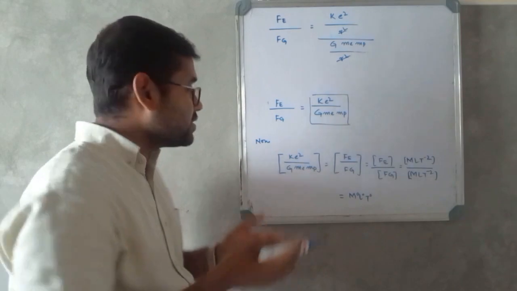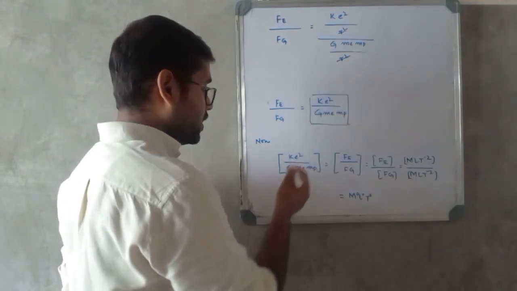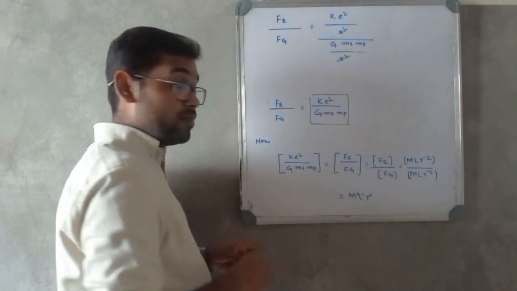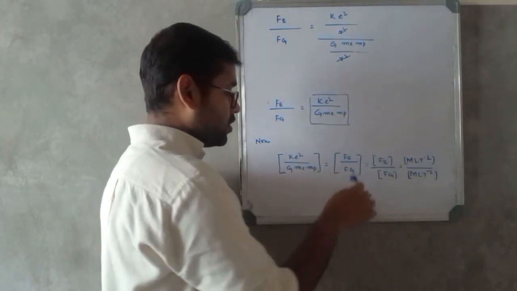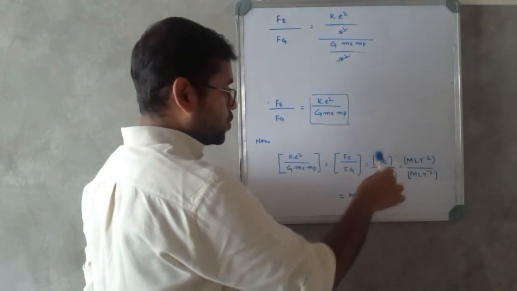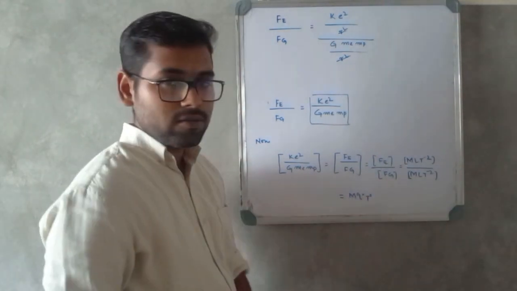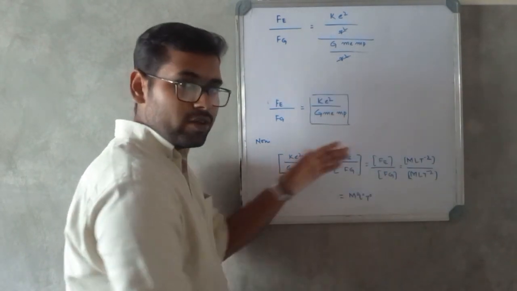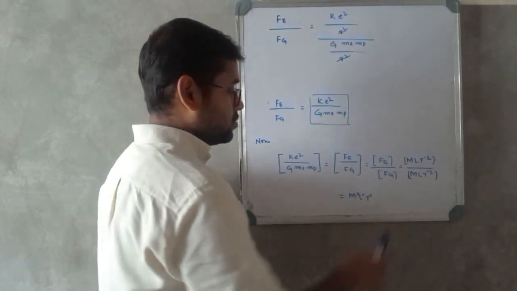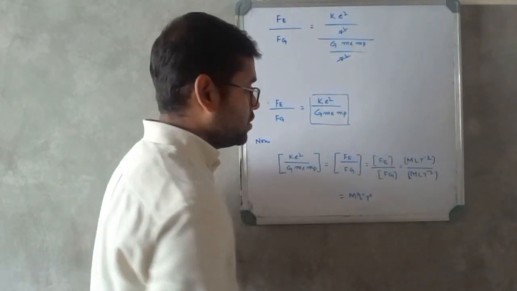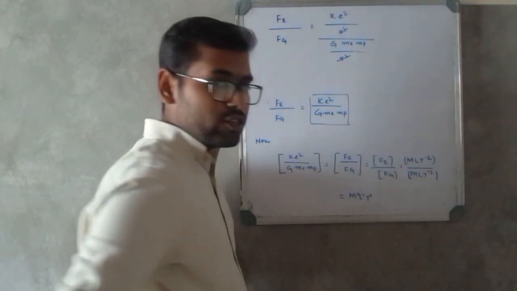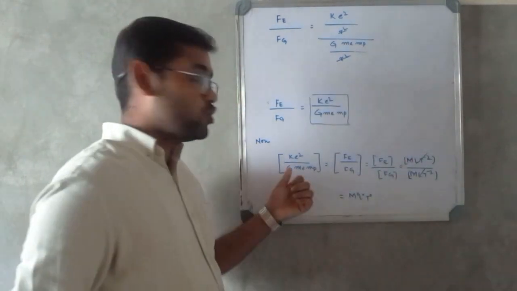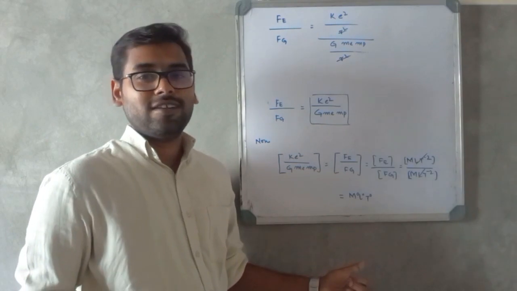Now what we want is the dimensions of this ratio. So taking dimensions on both sides, dimensions of ke square divided by G me mp is equal to dimensions of Fe divided by Fg, which is equal to dimensions of Fe divided by dimensions of Fg. Guys, if you see this ratio, we have force in the numerator as well as in the denominator. So both will have the same dimensions. So it will also have MLT raised to minus 2 and it will also have MLT raised to minus 2. Now cancelling these two, you can easily show that this ratio here is dimensionless.